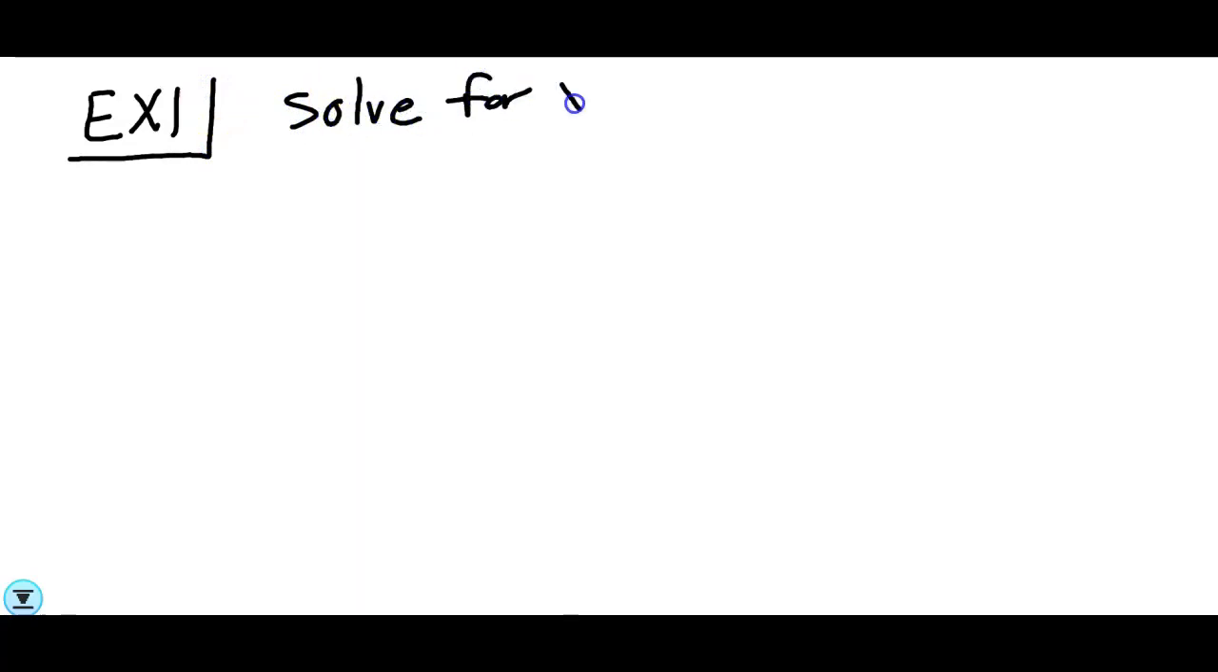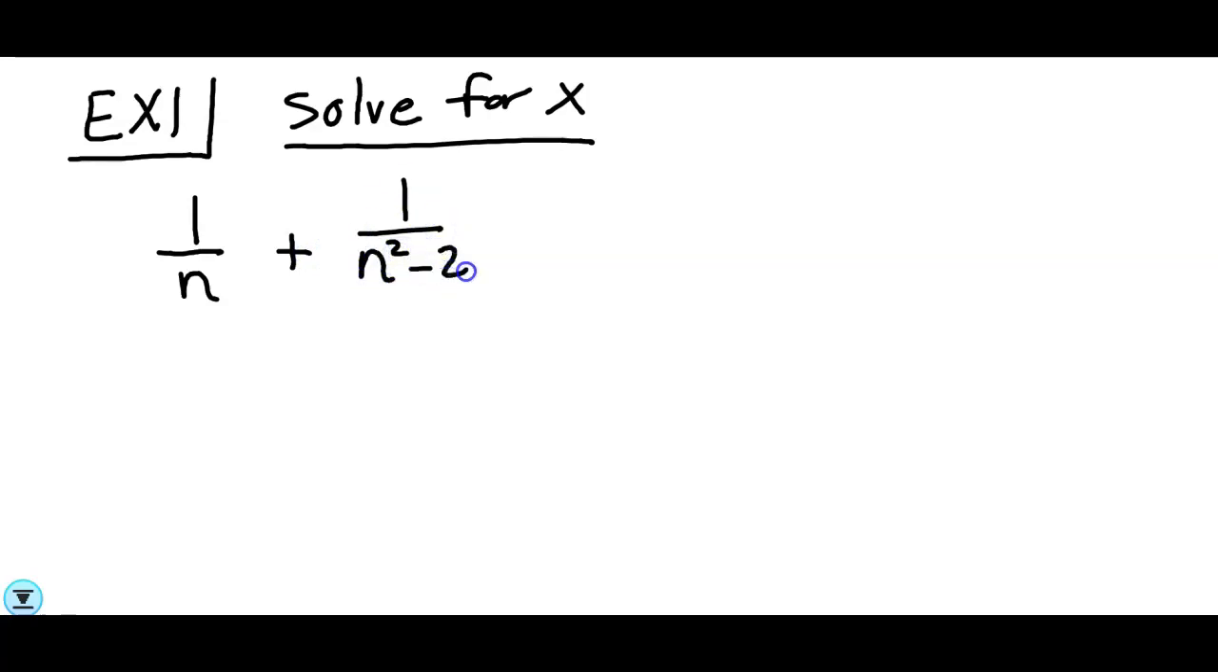All right, so let's go ahead and begin here. So example 1, of course, we want to solve for x. Solve for x. So I've got 1 over n plus 1 over n squared minus 2n equals 4 over n minus 2.